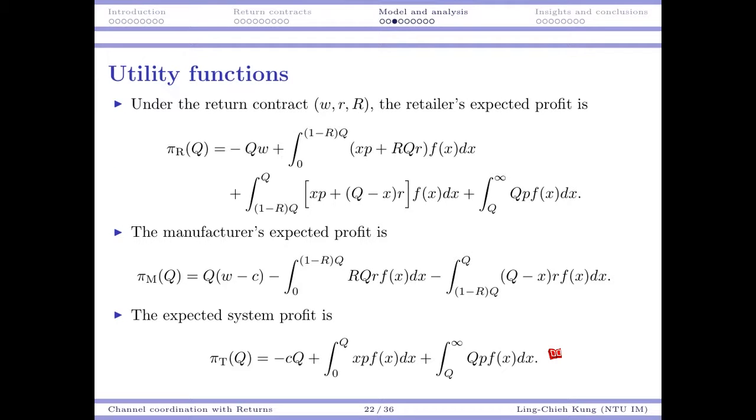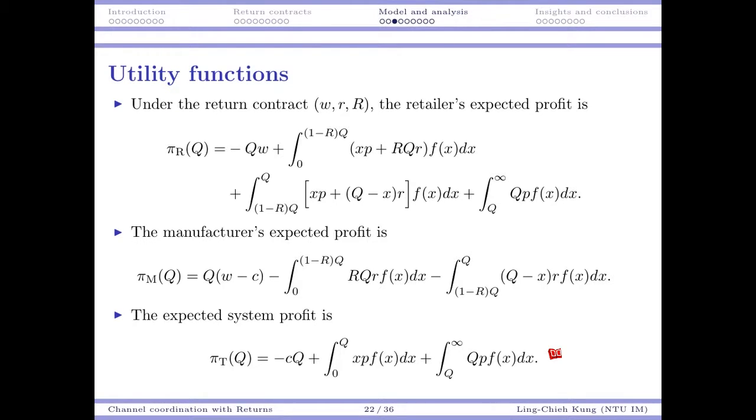As you know, the game starts from the manufacturer's side. The manufacturer is going to offer a contract, and then the retailer makes the order decision. So the retailer has observed the announced return contract W, r and capital R, and then the retailer must formulate his own expected profit like this.